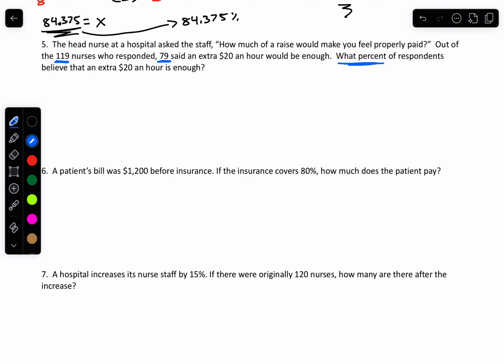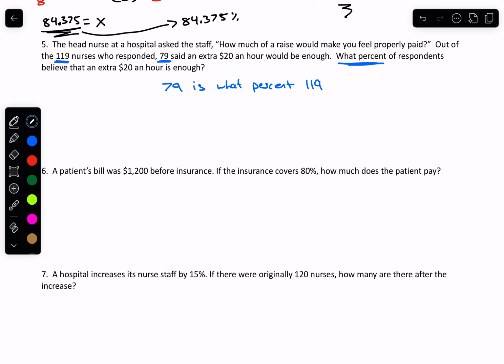So we want to be able to answer the question: 79 said yes, 79 is what percent of the people surveyed, which is 119. So translating this word problem into problems like we saw above, numbers 1 through 4, 79 out of the 119 said $20 is enough. We want to find out what percent that is. So 79 is what percent of 119?